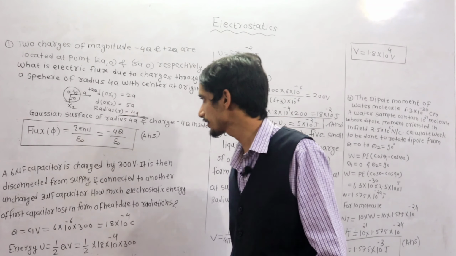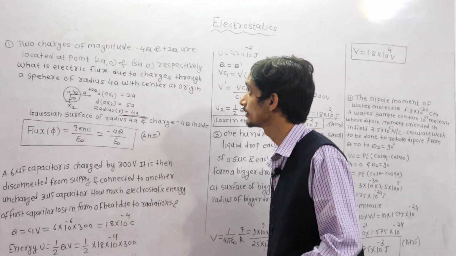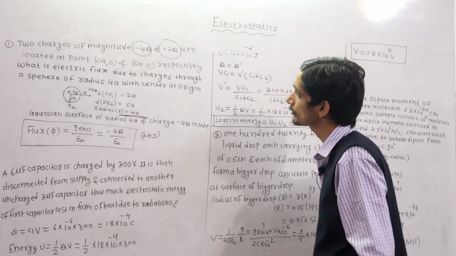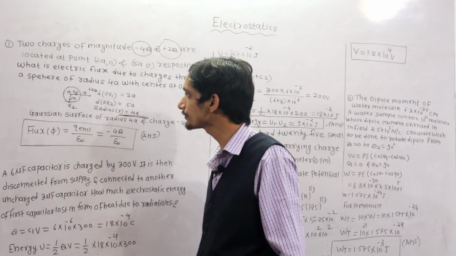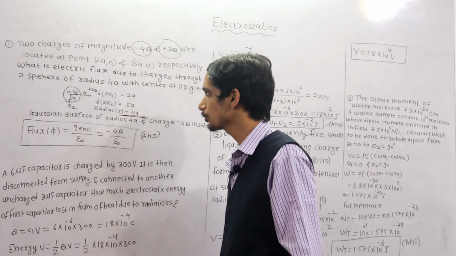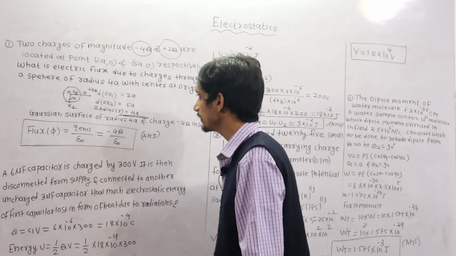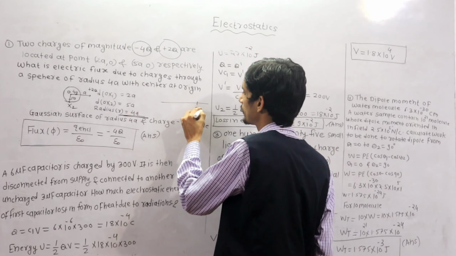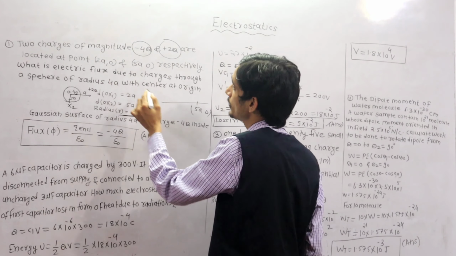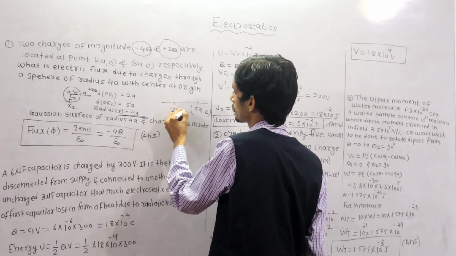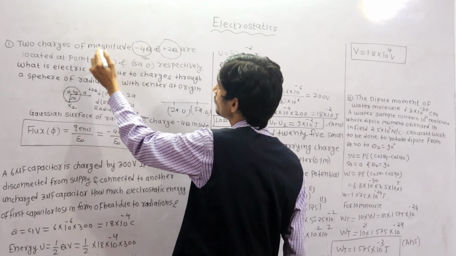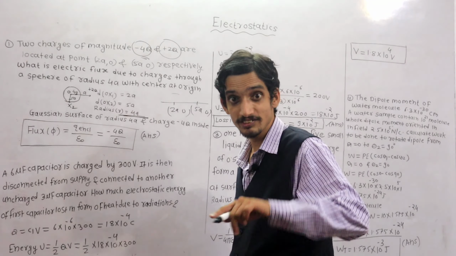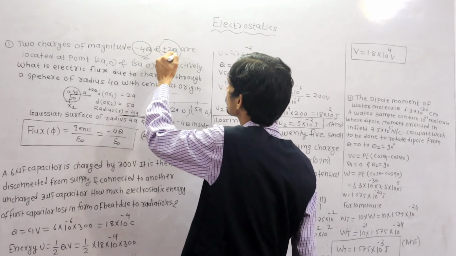So we have a Gaussian surface of radius 4a. Now listen here, this is important. The charges minus 4q and plus 2q are located at points (2a, 0) and (5a, 0). Minus 4q is at (2a, 0), which means minus 4q is the charge inside the Gaussian sphere, inside the closed surface, but the other charge is outside the sphere.